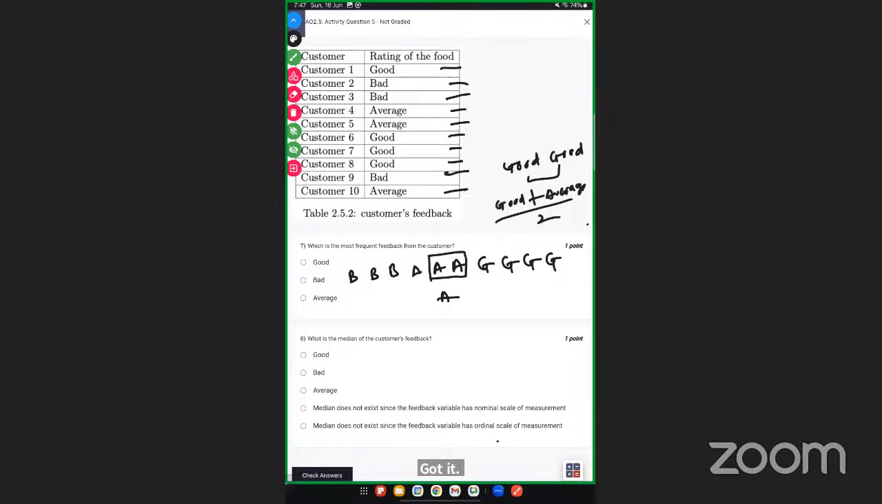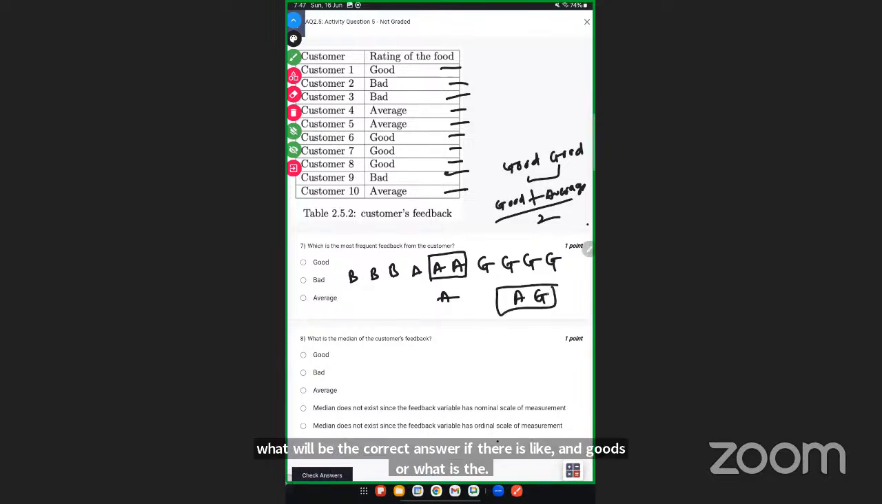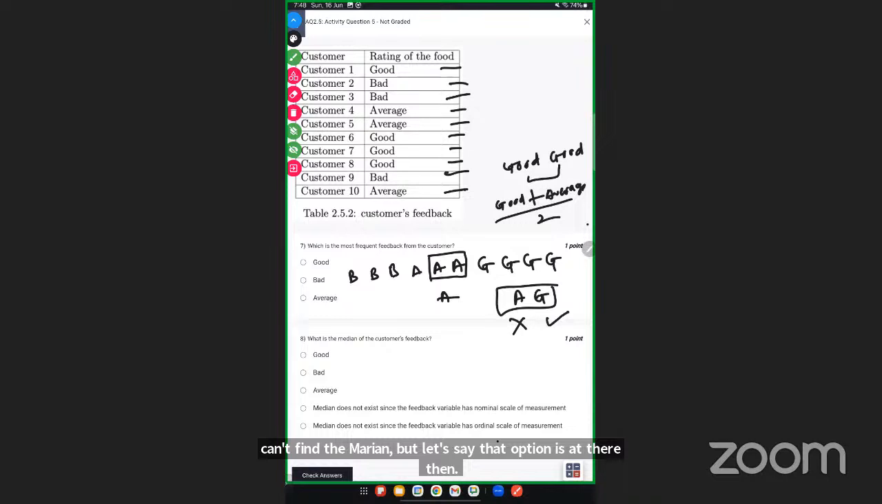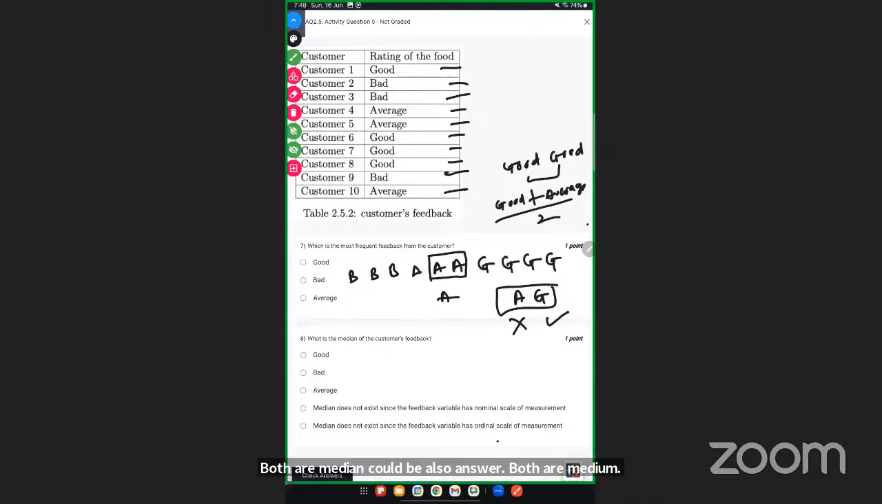Either you can't or both are median. Okay. Sir, what will be the correct answer if there is average and good? If it's going to be this case, let's say average and good, then the correct answer is you can't find the median. But let's say that option is not there, then both are median could also be the answer. So it depends on the option. If the option is given, no median, then that is more relevant.